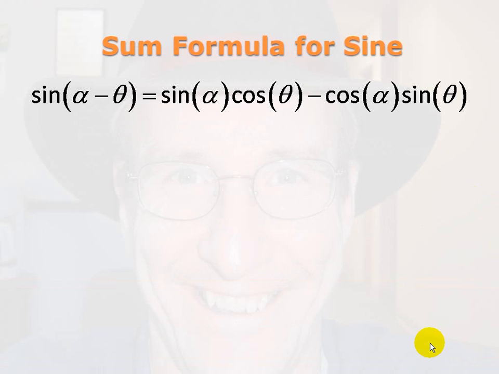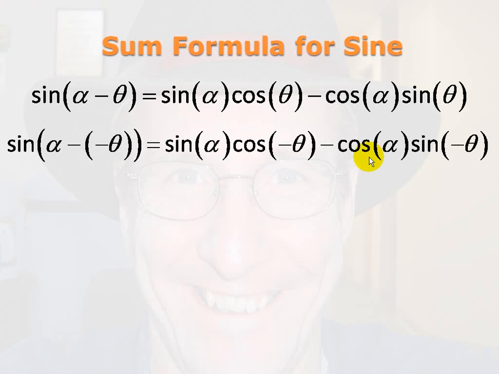Okay, so we've got sine of alpha minus theta. We just derived that on the previous slide. Now let's play the same game that we played when we were deriving the sum formula for cosine. Let's substitute negative theta in place of the theta. And notice then what we have.